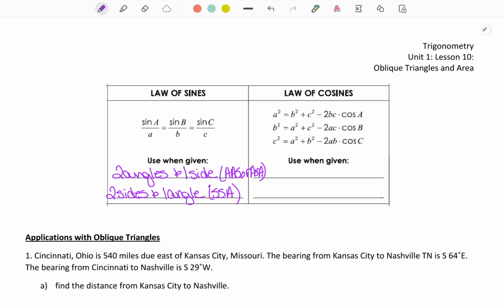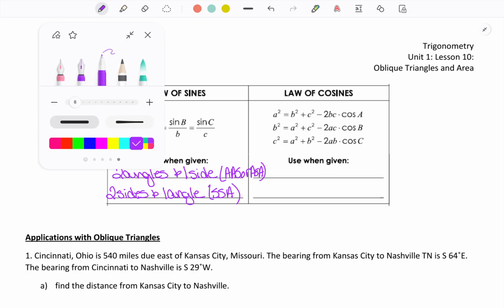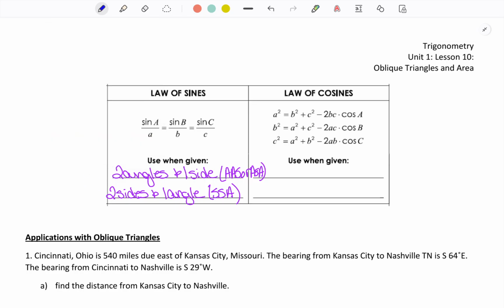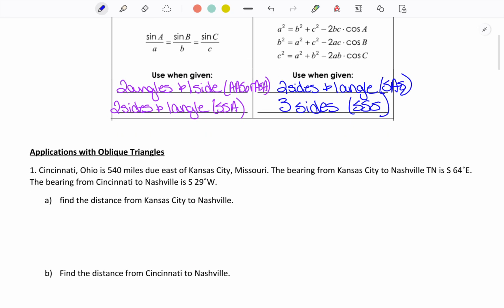So your law of cosines needs to be used when you're given two sides and one angle. So that would be a situation like SAS. Or when you're given three sides, because that way you can find an angle. So let's look at some application problems.